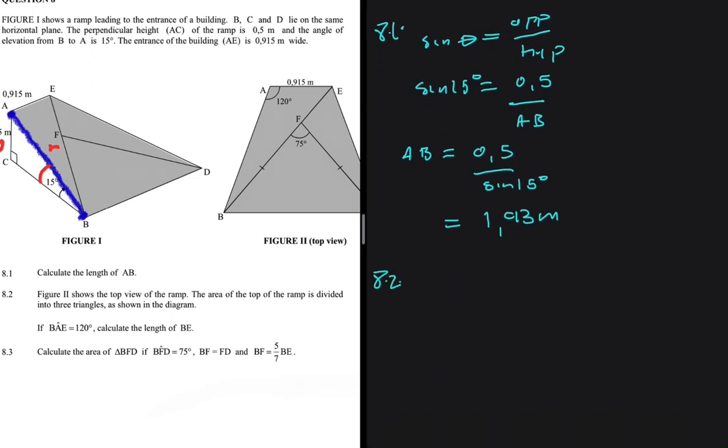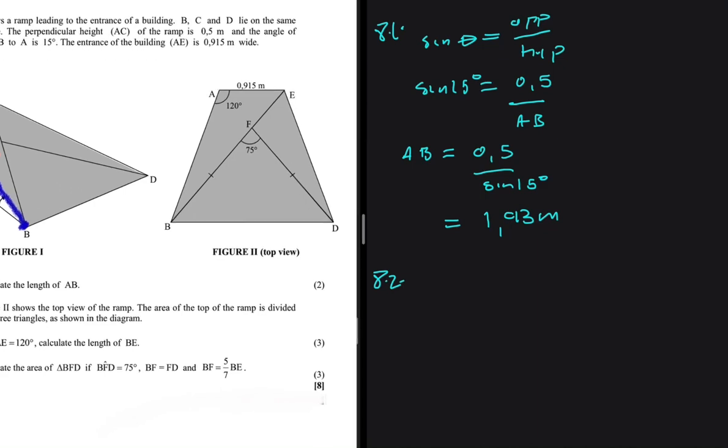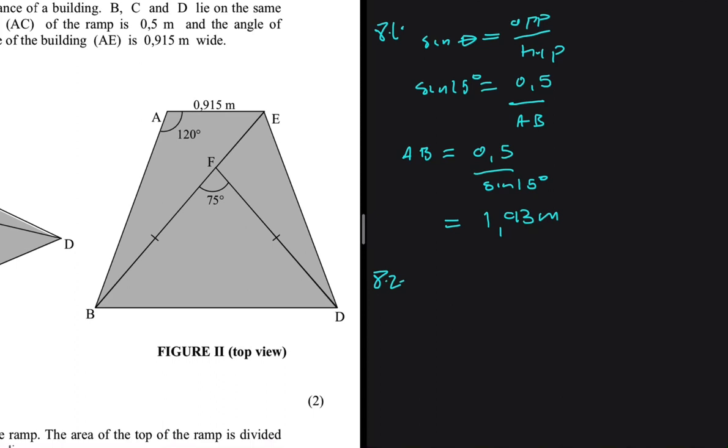8.2 is saying that figure 2 shows the top view of the ramp. The area of the top of the ramp is divided into 3 triangles as shown in the diagram. And then if BAE is equal to 120 degrees, let's calculate the length of BE. Let's highlight where we are right now. This is where we are. We're looking for the length of BE.